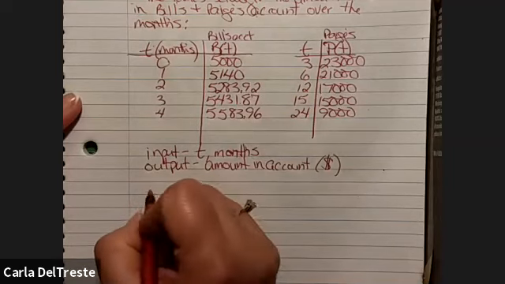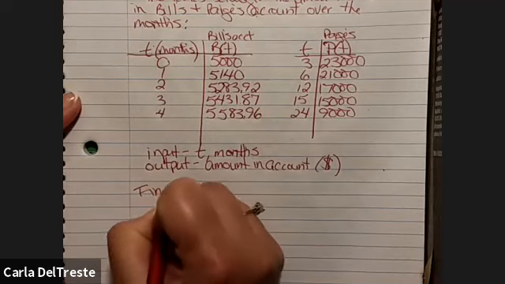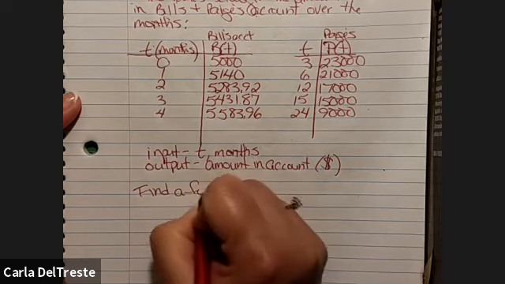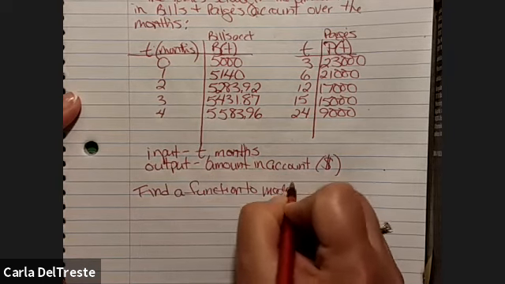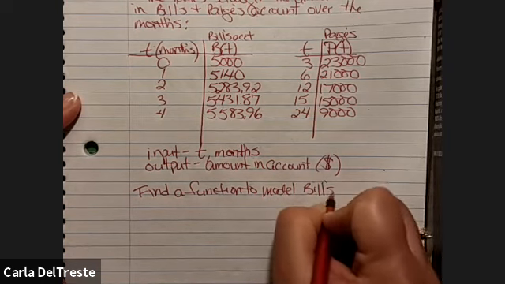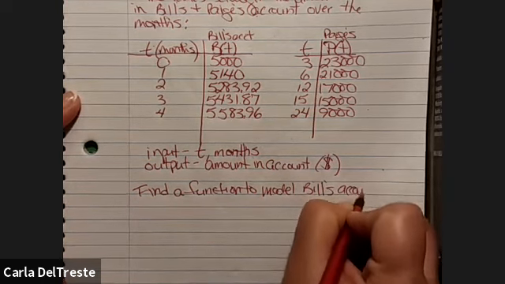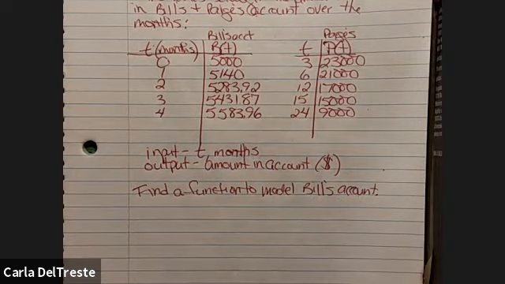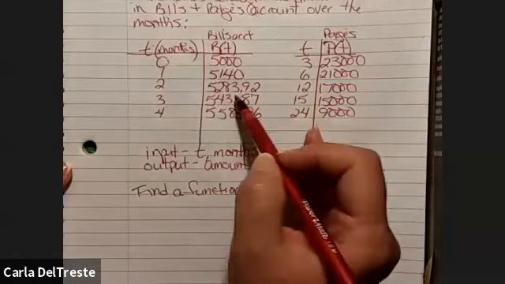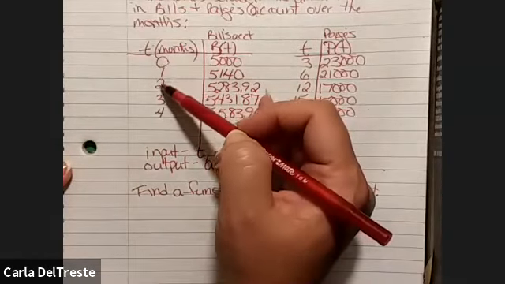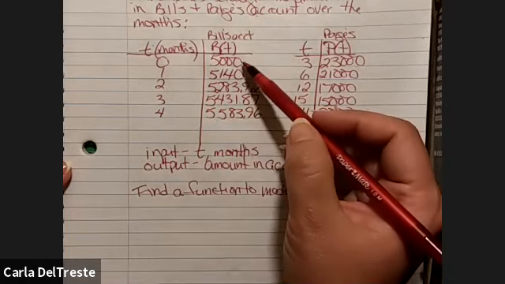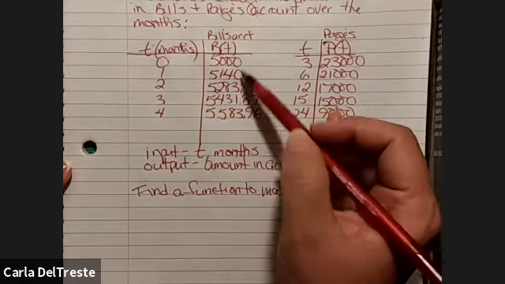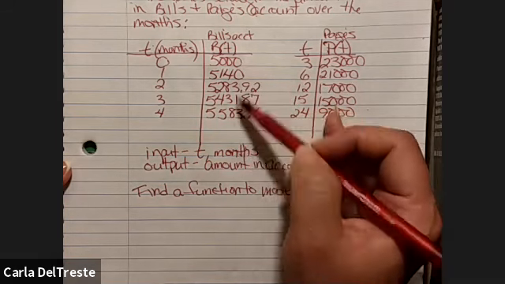Now, we need to find a function to model Bill's account. So let's focus on Bill first, okay? First things first, let's just observe some trends. The input is increasing by ones, okay? The output is increasing, so Bill is gaining money, he's making money.